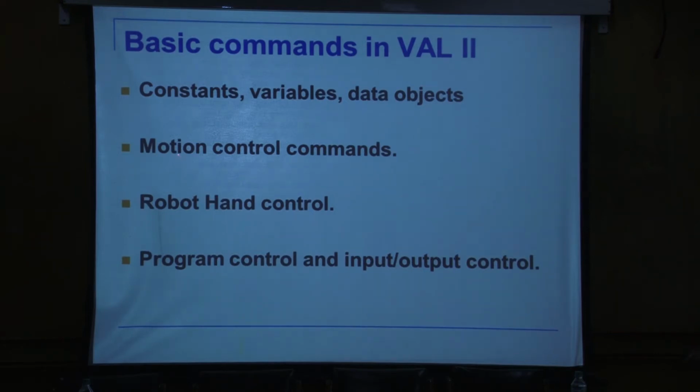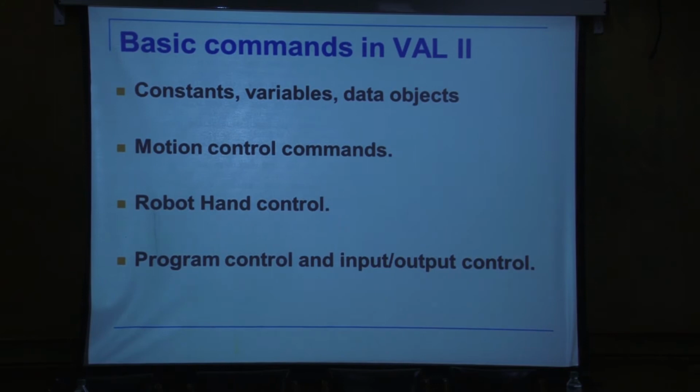Number two is you define your motion control commands. A robot, unlike any other machine, moves around. So there has to be motion control commands. For example, very simple, move here, move there. Then the third is robot hand control commands. A robot also has a hand which opens and closes, or it will have a tool which will do something. So the third is robot hand control, which can be simple open, close, or it can be having a tool to do something.